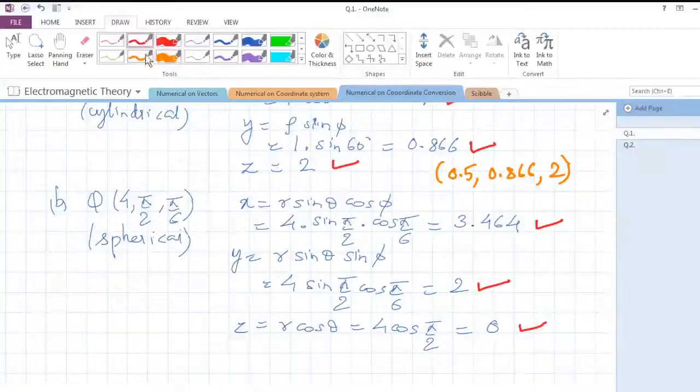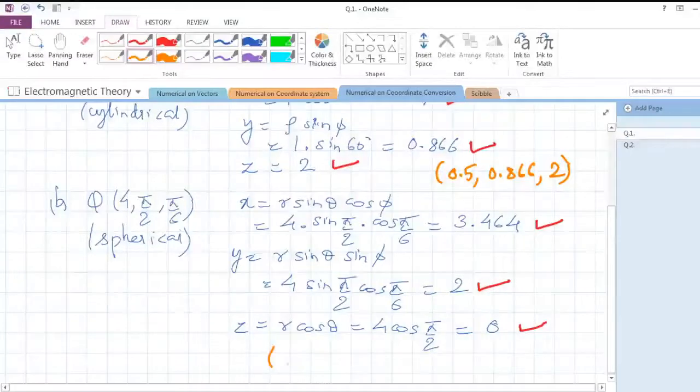So let us write our final answer. We are now ready with x, y and z. So x is 3.464, y is 2 and z is 0. This is our answer of the B part of our first question.